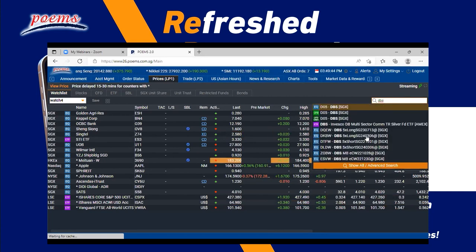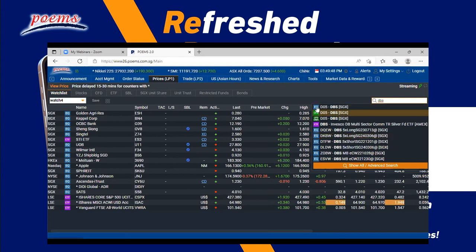So DBS, it will actually appear several times. The first one will be the DBS which has an EQ icon. EQ stands for equity, which is the shares, and then the other one will be CFD, contract for difference. CFD DMA is direct market access. So if you want to trade for the share itself, you just select the first one.